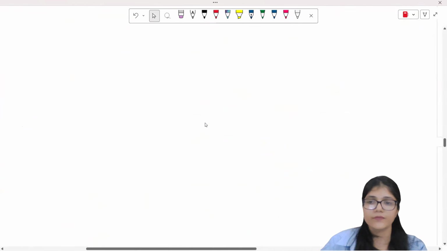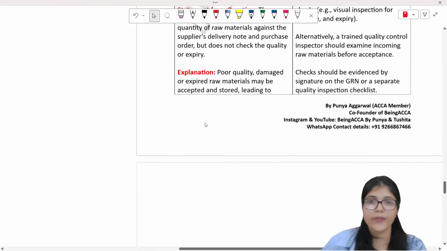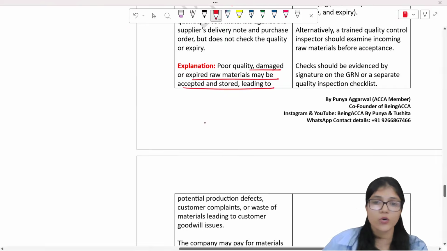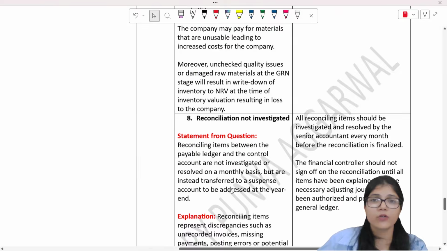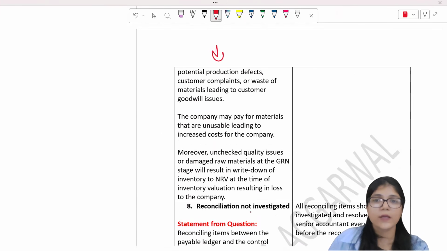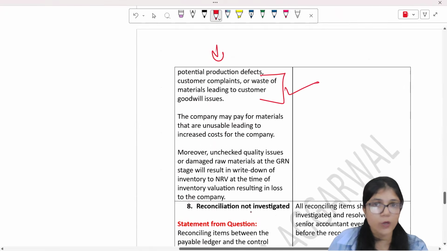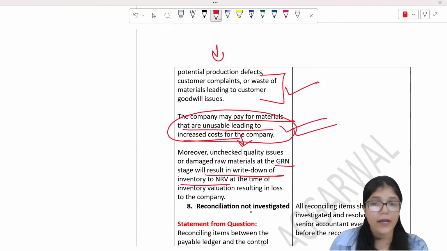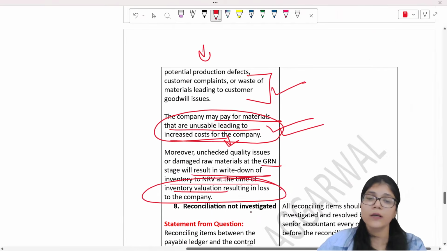Let's see the answer also. Let me not gatekeep you with the answer. Okay, so poor quality and damage or expired raw materials may be accepted and stored, leading to potential defects, customer complaints, wastage of materials, leading to customer goodwill issues. The company may pay for materials that are unusable, leading to increased cost for the company. This is exactly what I told you, right? Moreover, unchecked quality issues or damaged materials at GDN stage will result in write down of inventory at NRV at the time of inventory valuation, which can also result in loss for the company, right?